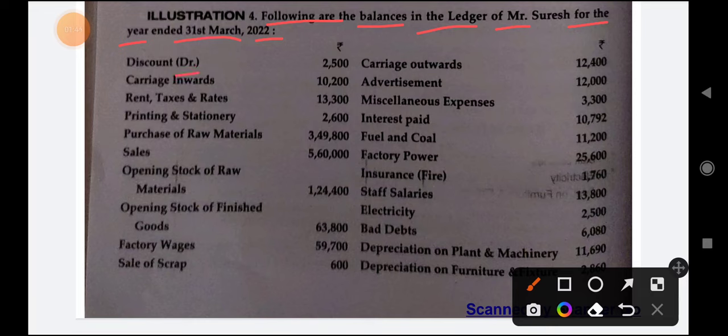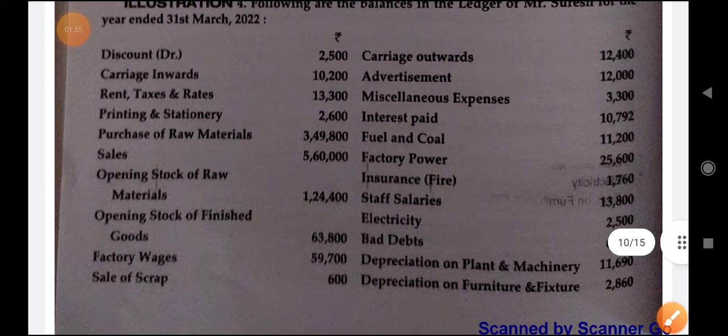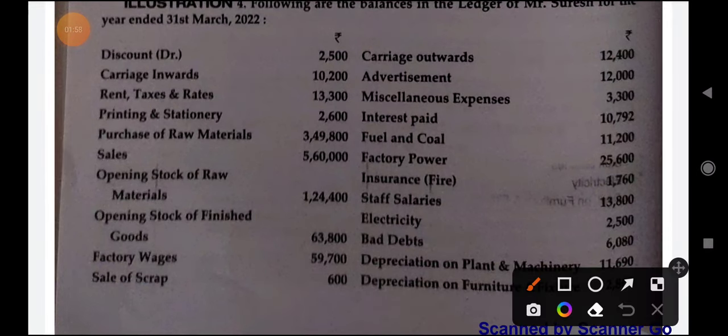Discount debit, this is expenditure, comes under P&L account. So if it is relating to P&L, I'll write P. If it is relating to manufacturing account or trading account, I'll write M for manufacturing and T for trading. So discount debit will come under profit and loss account. Carriage inward will come in manufacturing account. Rent rates will come under P&L account. Printing also comes under P&L account. Purchase of raw material will come under manufacturing account. Sales will come under trading account.